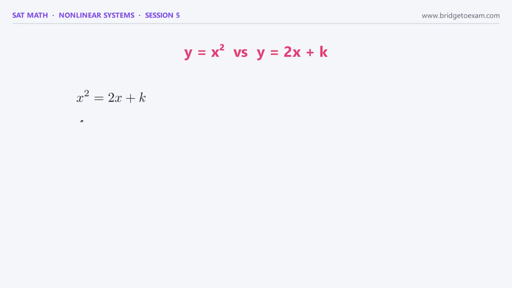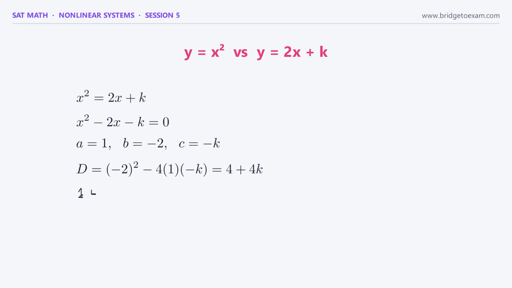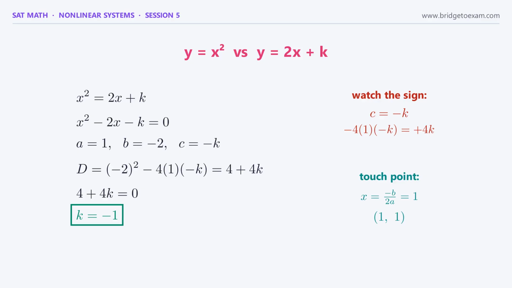Let's do it. Y equals x squared, and y equals 2x plus k. Find k so the system has exactly one solution. Set them equal. X squared equals 2x plus k. Move everything to one side. X squared minus 2x minus k equals 0. Now read off the coefficients carefully. A is 1, B is negative 2, and C, watch the sign, C is negative k, because the term is minus k.